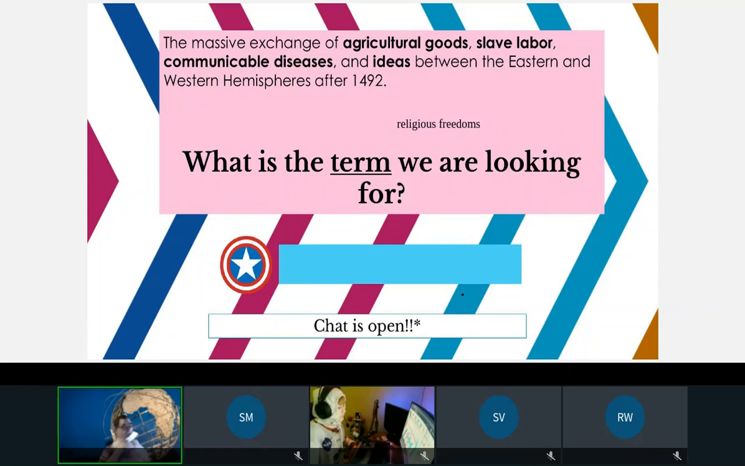Somebody use their text tool and type it in. Columbian exchange. Very good. Excellent. Thank you. Let's go to the next slide.